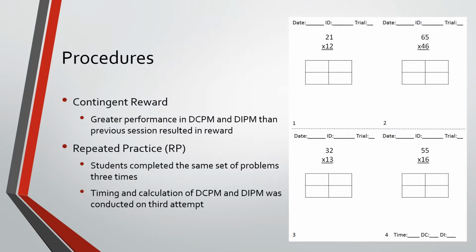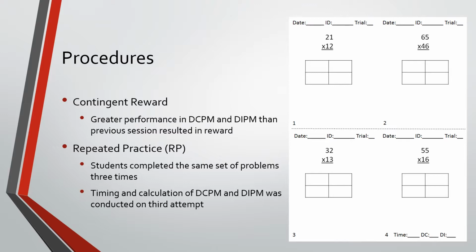So again, for the procedures of contingent reward, here's an example of what the math worksheets looked like on the side. So again, 4 problems, 2 with regrouping, 2 without. And so for contingent reward, greater performance in digits correct and digits incorrect per minute than their previous session would have resulted in them gaining access to their reward.